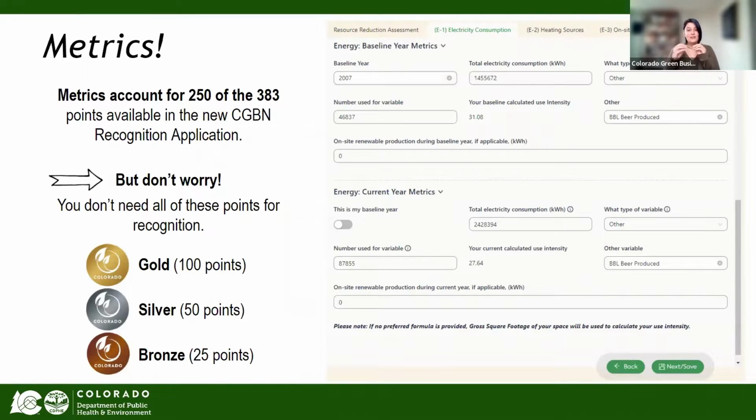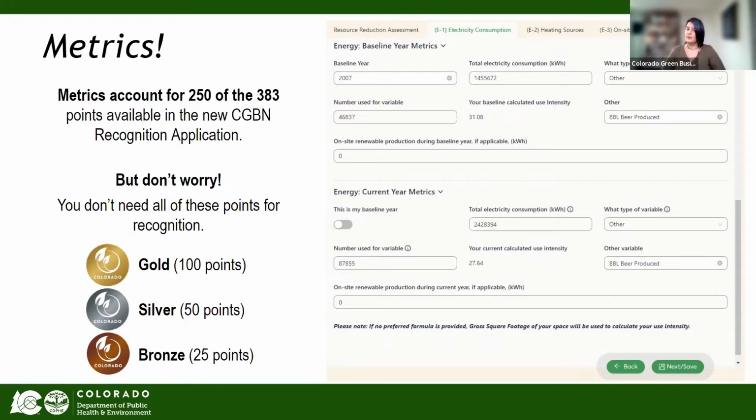All that said, you don't need to worry because you don't need all of those points to be perfect for recognition. Right now, under our current system, we require about 100 points for gold, 50 points for silver, and 25 points for bronze. And part of the reason that we do that is because we recognize that sustainability is an ongoing process and that continual improvement is a necessary part of the journey. So we're trying to recognize businesses for where they currently are, in addition to pushing for that increased sustainability over time.